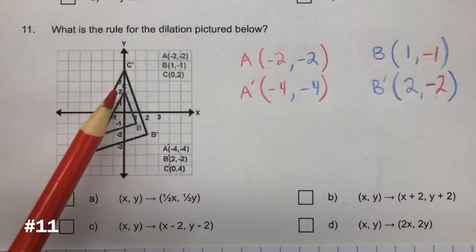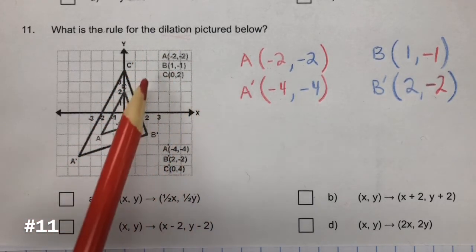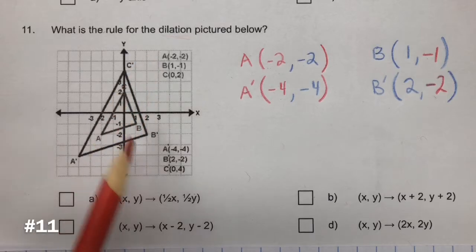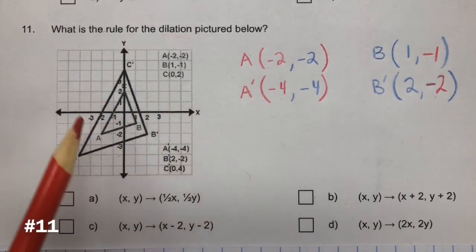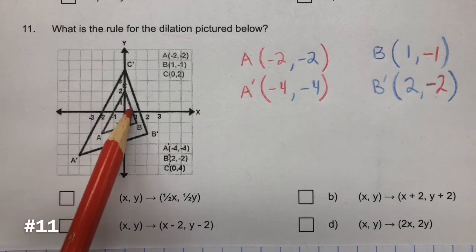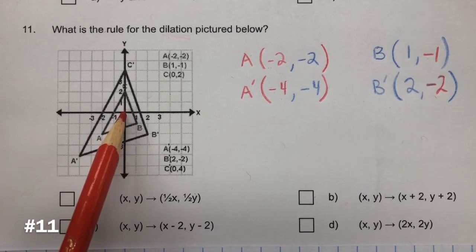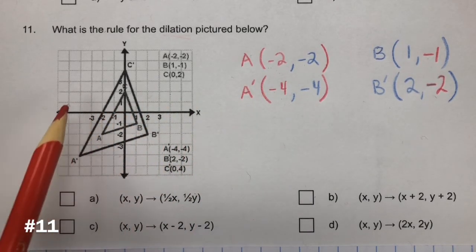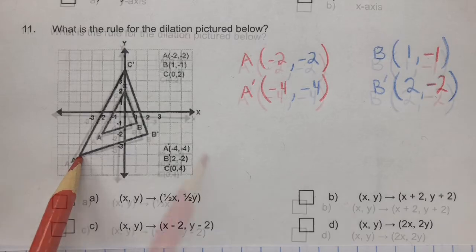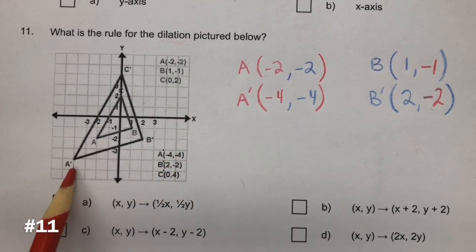So if I look at the coordinates, the coordinates were given, and here's A, and here's A prime. And I wrote them over here. So the coordinates for A, right here, is -2, -2. And for A prime is -4, -4. So from A to A prime, we know that it's increasing.